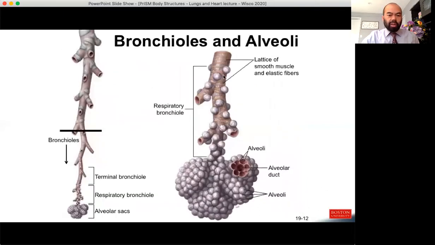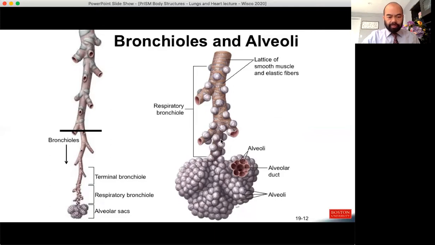So here is a more detailed picture of the bronchiole as it's surrounded by smooth muscle. You'll notice that as the smooth muscle dissipates, we now have an increasing number of alveoli. When the bronchiole located here transitions to a section where we have these outpocketings of alveoli, that's called the respiratory bronchiole.